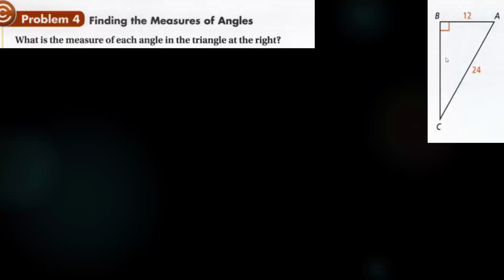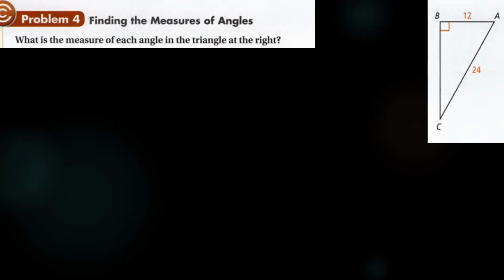Today, we will continue and talk about one of the other applications of the trigonometric ratios, which is how to find the measure of the angles. If I have two sides given, as you see here in triangle ABC, the length of AB is 12, the length of BC is unknown, and the length of CA is 24. But I don't want you to find the length of BC.